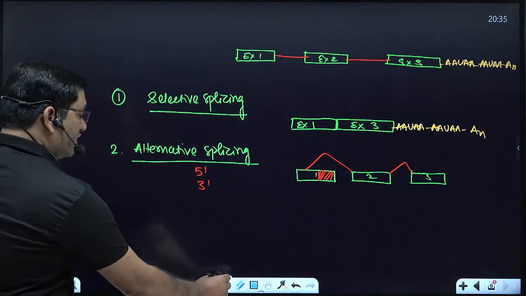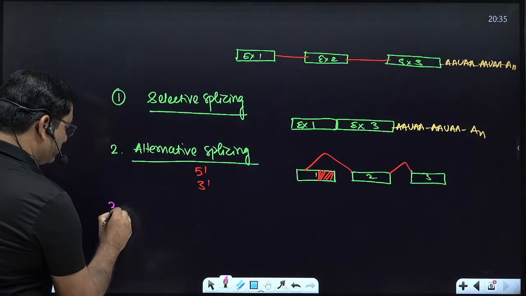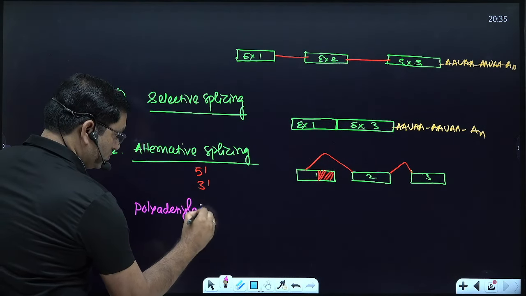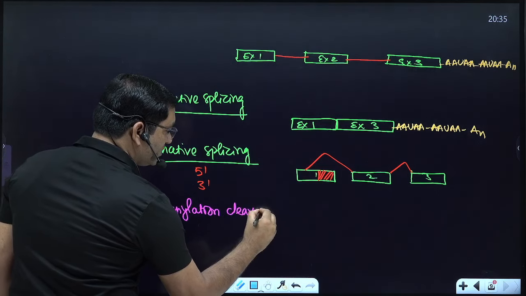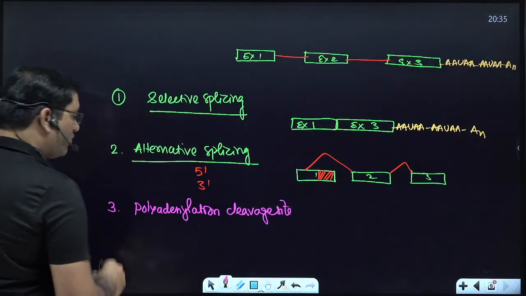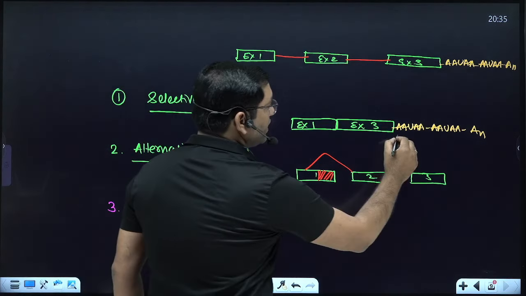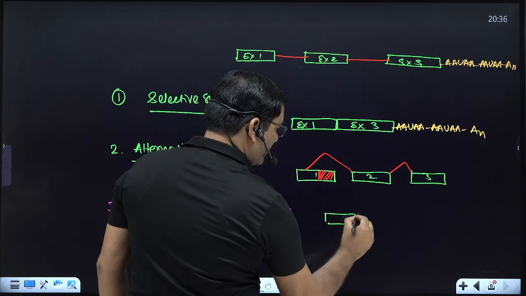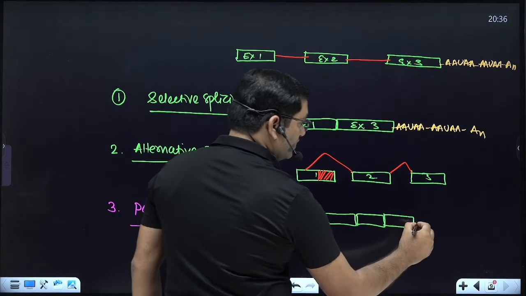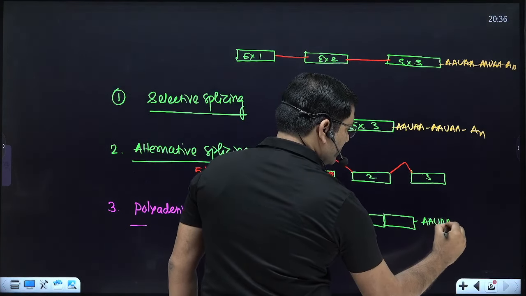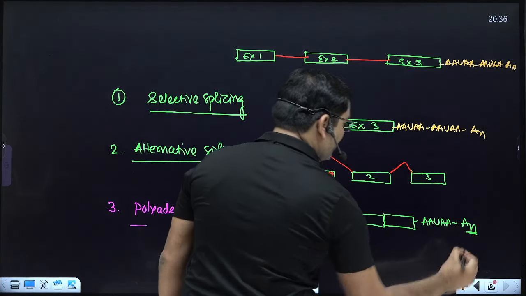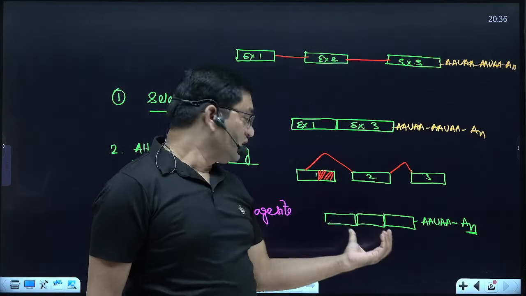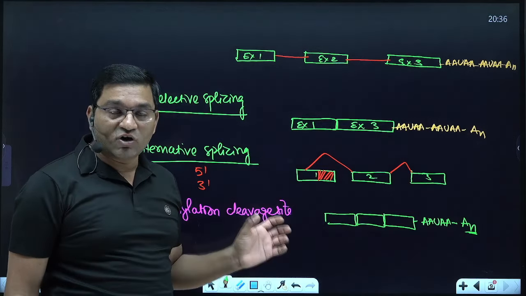Okay. Then the third important one is polyadenylation: the alternative polyadenylation cleavage site. If you change this cleavage site, that will also produce a different mRNA. See, exon 1, exon 2, exon 3, and one is removed, AAUAA and A to the power n. With one alternative polyadenylation cleavage site, a different mRNA is produced. So that is known as alternative polyadenylation cleavage site.